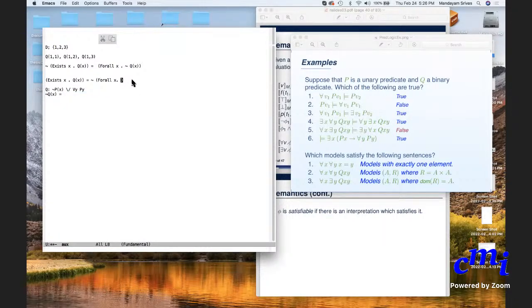Instead of not of Qx. Okay. Yeah. So why would this always be true? We have to prove that this is unsat. Or rather, the negation of this is false, valid.